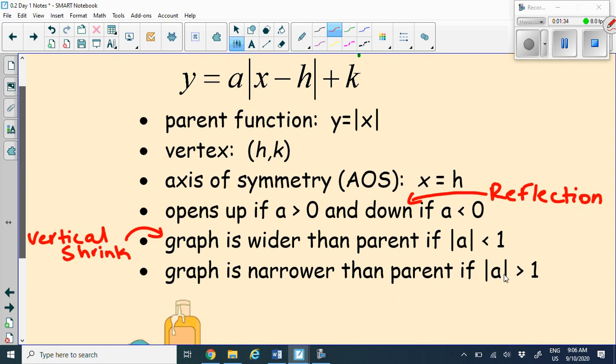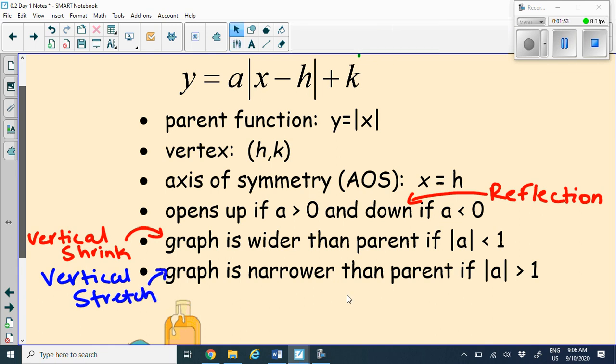And then when the absolute value of a is greater than 1, so that's of course 2, 3, 4, 5, whatever, the graph is narrower. And what we call that is a vertical stretch. So make sure you write these key vocabulary words down because we will be using them when we talk about transformations of an absolute value function, okay?